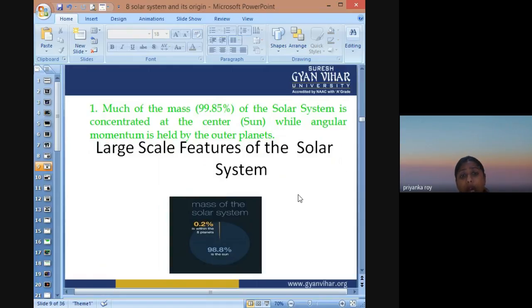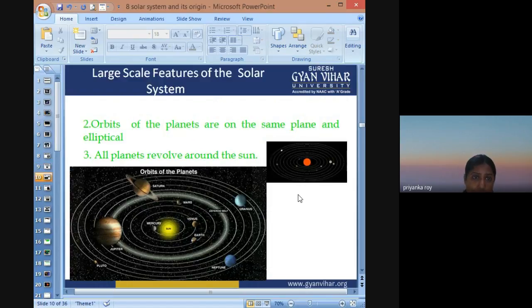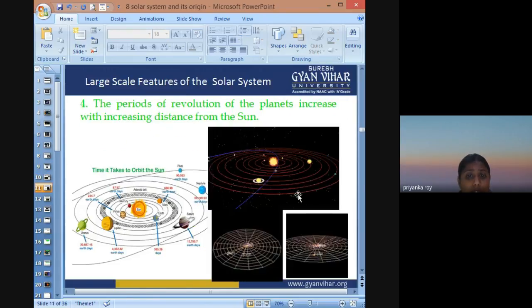Okay, so the larger the feature of the solar system, the larger will be the angular momentum of the outer planets. Now, large scale features of the solar system: the orbits of the planets are on the same plane and elliptical. So all planets revolve around the sun, we know that. Now let me tell you that they are not circular in path, they are elliptical in path, and they do not move in the same dimension. They have their own different dimensions.